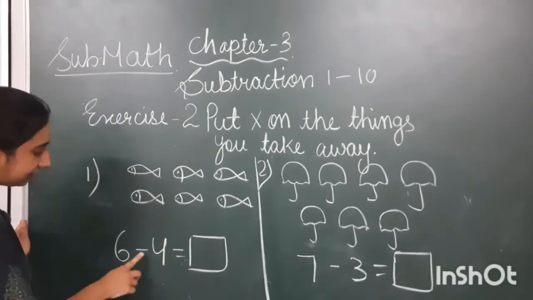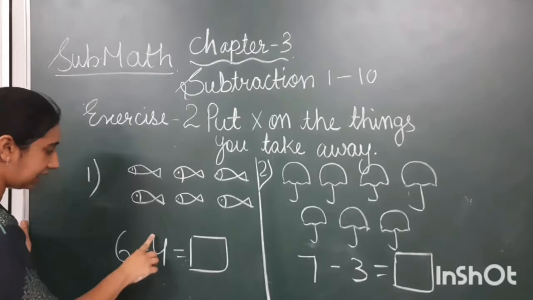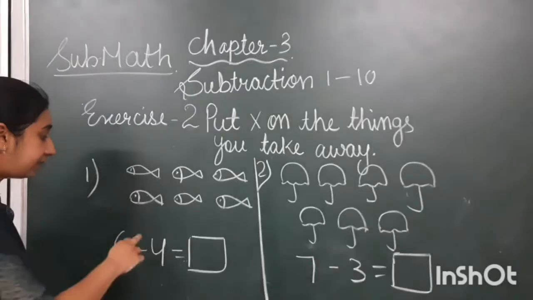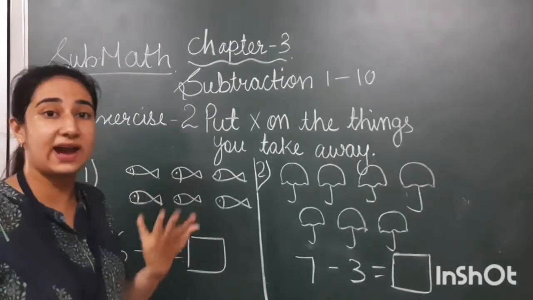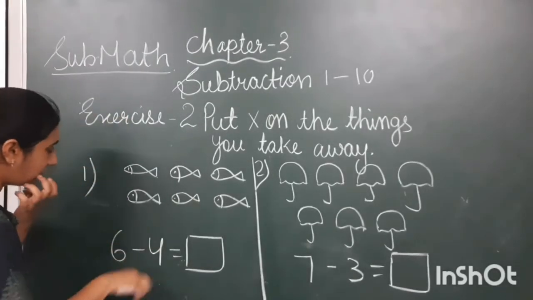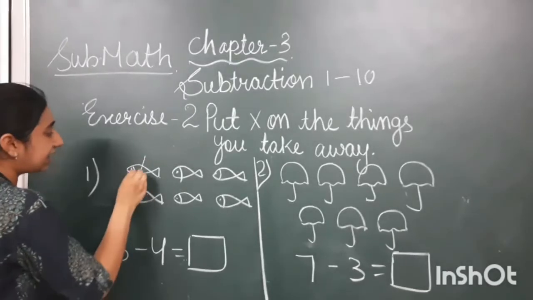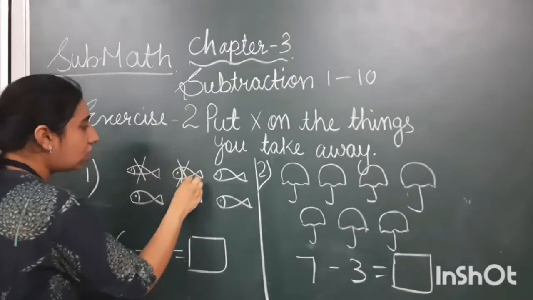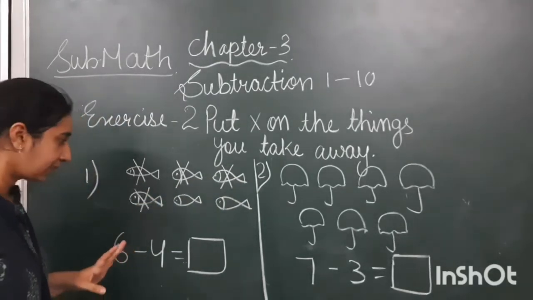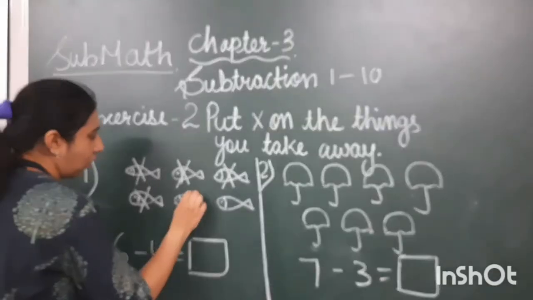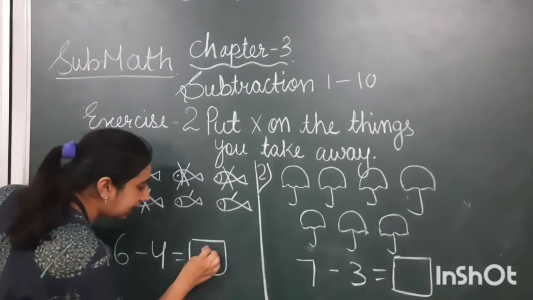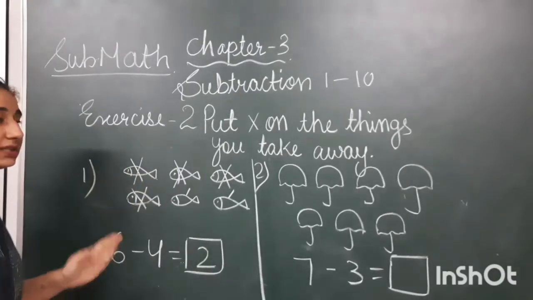After that, it is given minus sign. And after the sign of minus, which digit is written? 4. That means the number which is written after a sign of minus, that much things are taken away from that. See here, 4 number is written, so 4 fishes are taken away. 1, 2, 3, 4. So I will cut 4 fishes. Remaining number of fishes 1 and 2. So 2 fishes are remaining, that I will write after equals to sign.